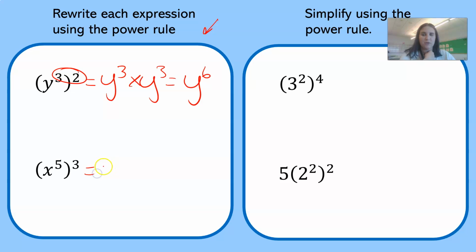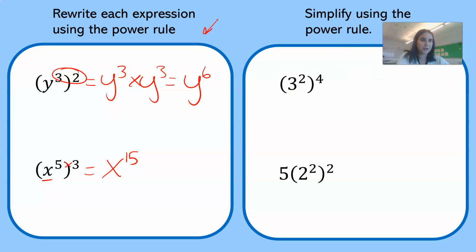So the next one, let's just multiply them out. So I keep my base, which is x, and then multiply the exponents. 5 times 3 is 15. So this is x to the 15th. And then we can also simplify, doing our regular simplification in standard form, which is writing it all out, or writing the final answer.